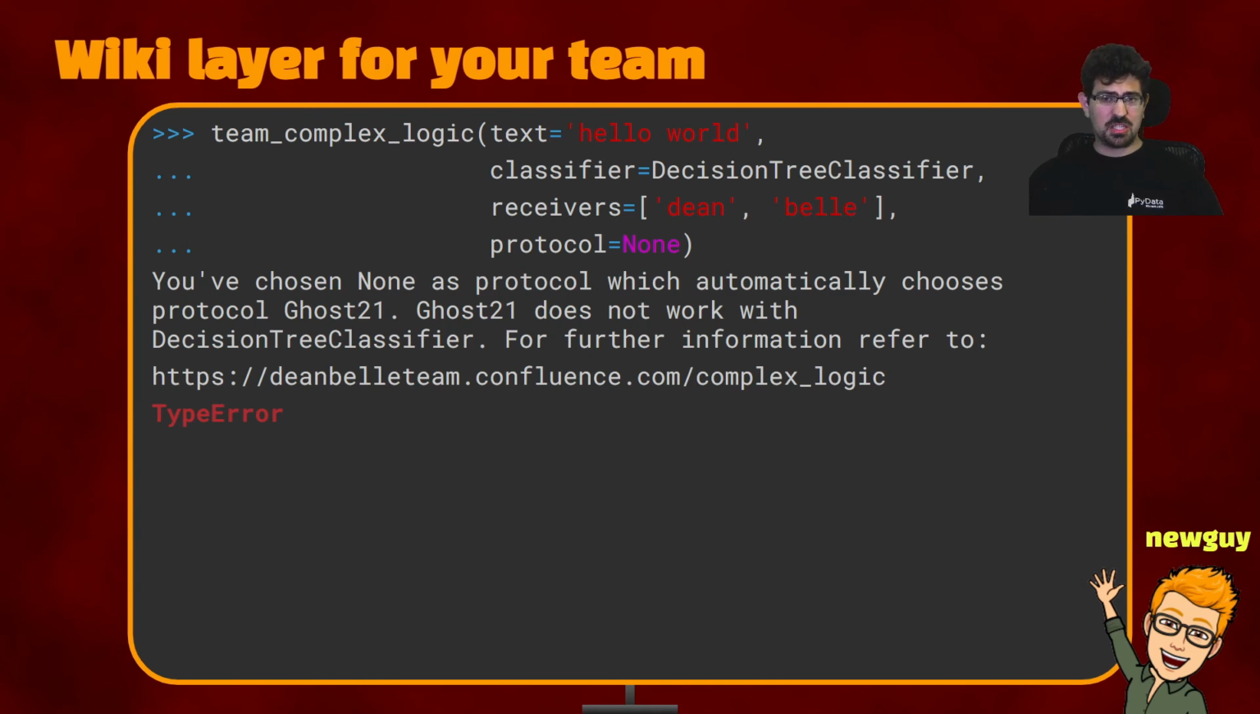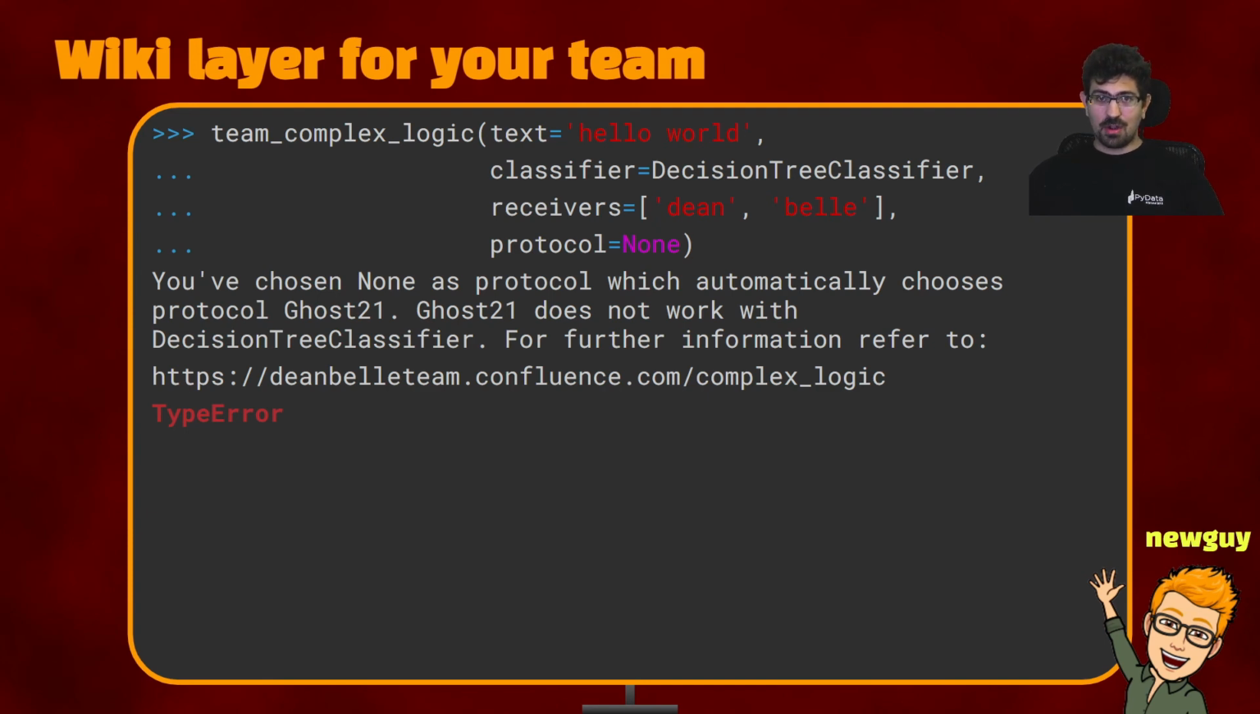And this complex logic takes a lot of arguments. Let's say it takes a classifier from the sklearn module, but it also takes protocol. And the thing is that many classifiers can work with many protocols, but some of them cannot work well with the others. So for example, if new guy chooses none as the protocol, it automatically chooses ghost21. Maybe he didn't know that. And ghost21 does not work with the decision tree classifier. Now we tell new guy, for further information, go to the team wiki.